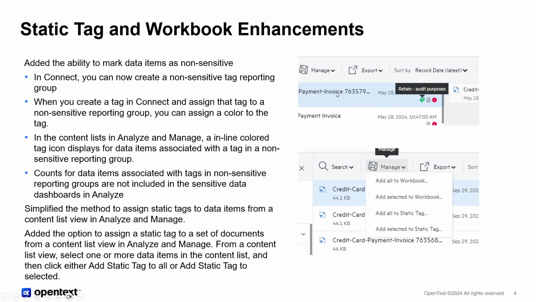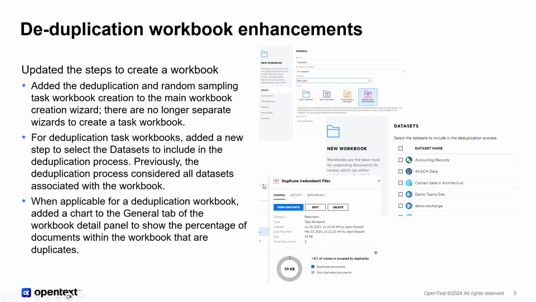So I can say, don't keep that document, it needs to be retained for audit purposes. I can do this on an individual document, and I can see it individually displayed here. Or I can use the manage group functions to perhaps have some searches here and just filter the ones out and then add all or add selected items to this tagging process. So it really helps in terms of the processing of workbooks. Furthermore, in terms of workbook enhancements, we've improved the way you do deduplication. So the duplicates, the redundant of the ROT process.